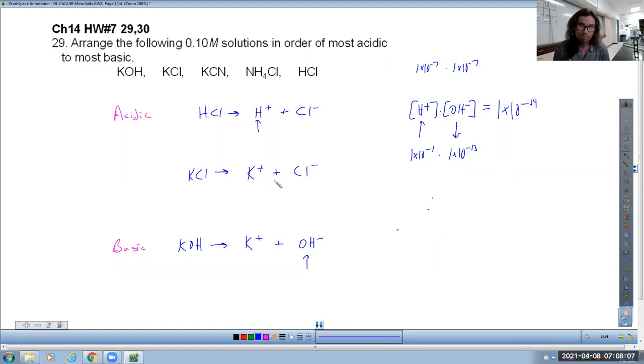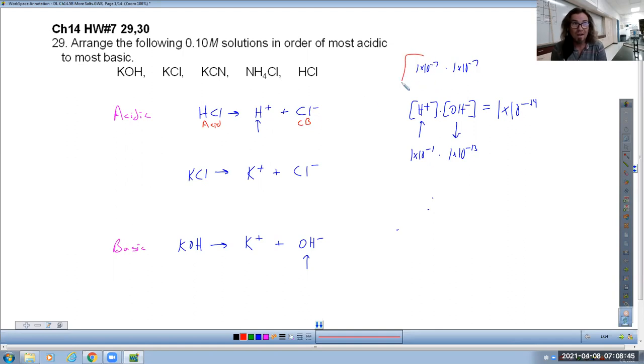But the issue here is that both of these ions are the conjugates to strong acids and strong bases, okay? So let's pick on the chloride first. We would say that the chloride is the conjugate base to this strong acid, right? In the Bronsted-Lowry theory, this is our acid, this is our conjugate base. This reaction has no ability to go back the opposite direction. So in other words, chloride has no ability to pull hydrogen ions out of the water.